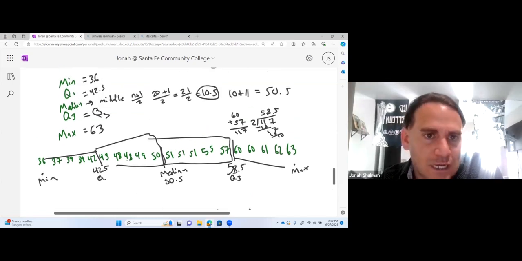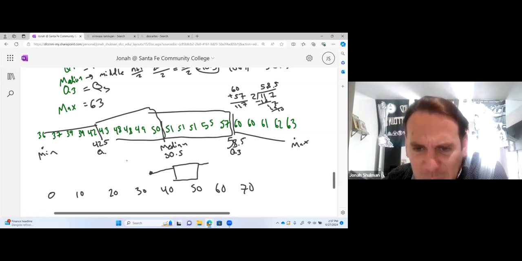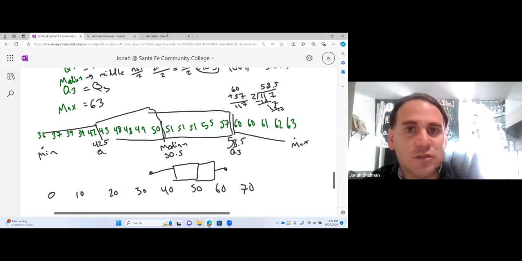All right, so our first dot's at 36. Our next line is at 42.5. Our next one's at 50.5. Our next one's at 58.5. And finally, we're at 63. So this is the way that the box should look when we're done.